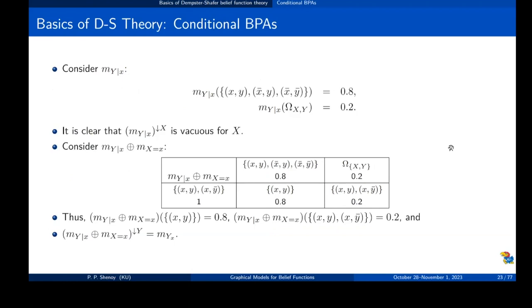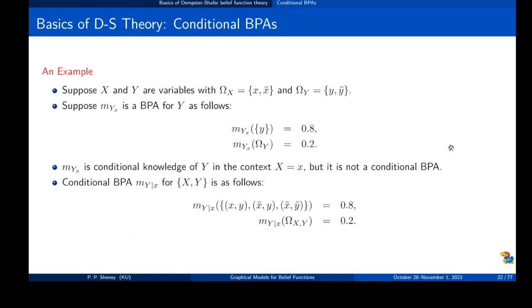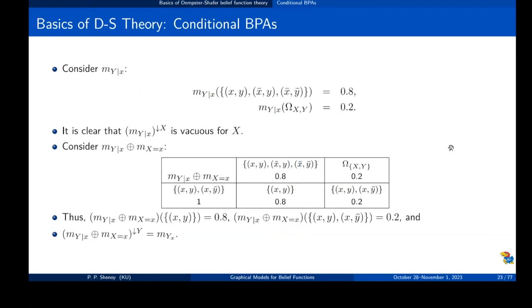If I combine, for example, this conditional with the knowledge that x equal to x, so here we have x is equal to x. Now remember, we are combining on two different spaces, so we need to do this vacuous extension that theory talked about. So x becomes xy and xy bar. So this is mass one here. If I take the intersection of these two, I get, so this is my joint here. So I have 80% mass on xy and 20% on x. If I marginalize this to y, I will get what I started with. Which is this one. This is what I started with. So basically, I put this in so I can explain Dempster's rule also.